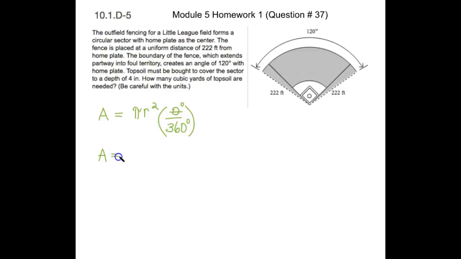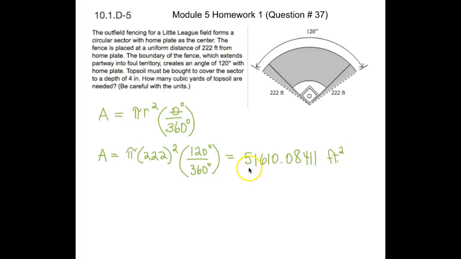So if I plug in my radius of 222, and then I put in my degree measure, 120 over 360, and I calculate that, 51,610 and some change as the area of this circular sector.